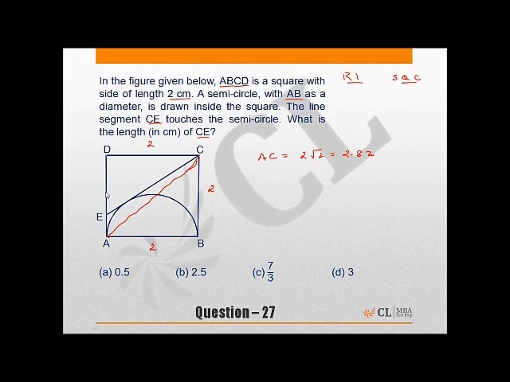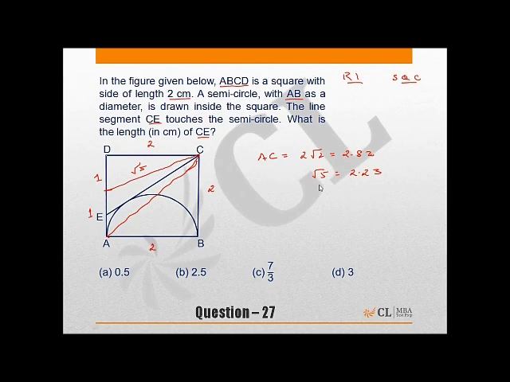Second, if E was not here but at the midpoint, that means this is 1 and this is 1. If that is the case, how much would this be? This would be root 5, which is nothing but 2.23. I am just applying Pythagoras theorem to get these values.